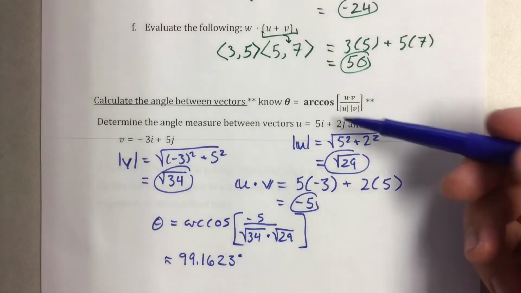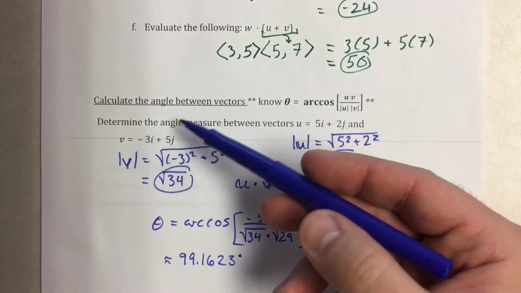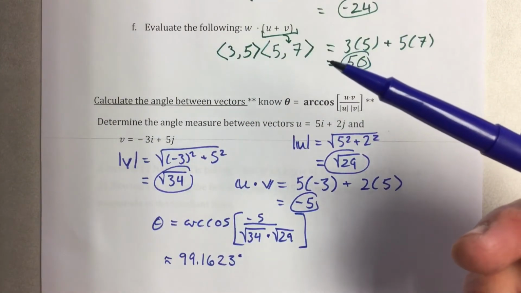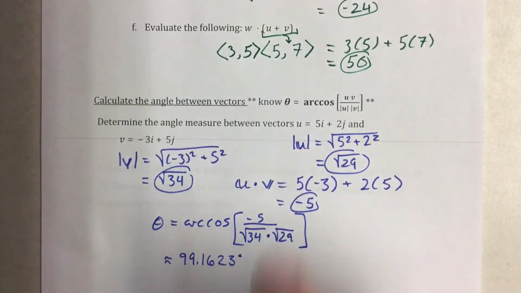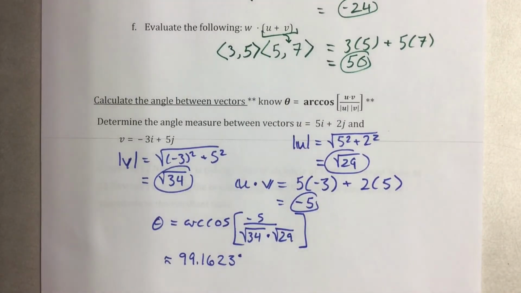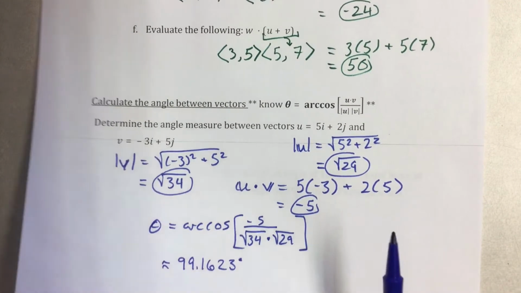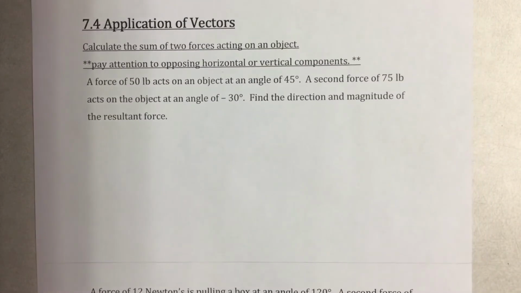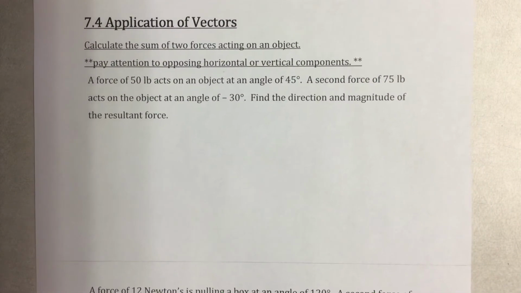Okay, so we have a vector that's in quadrant 1, a vector that is in quadrant, let's see, maybe quadrant 2. I should say, I'm assuming that these vectors are starting at the origin, which we typically assume. Moving on, that's dot product and angle between vectors, and ending here with the application of vectors. So pay attention when you're doing these problems to opposing horizontal and vertical components. But if you do this correctly, you should not have to worry about that.